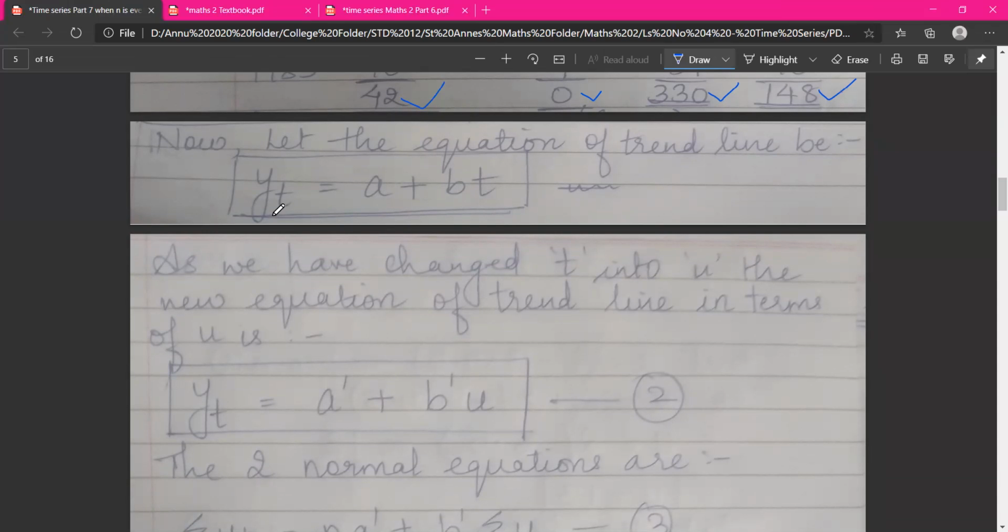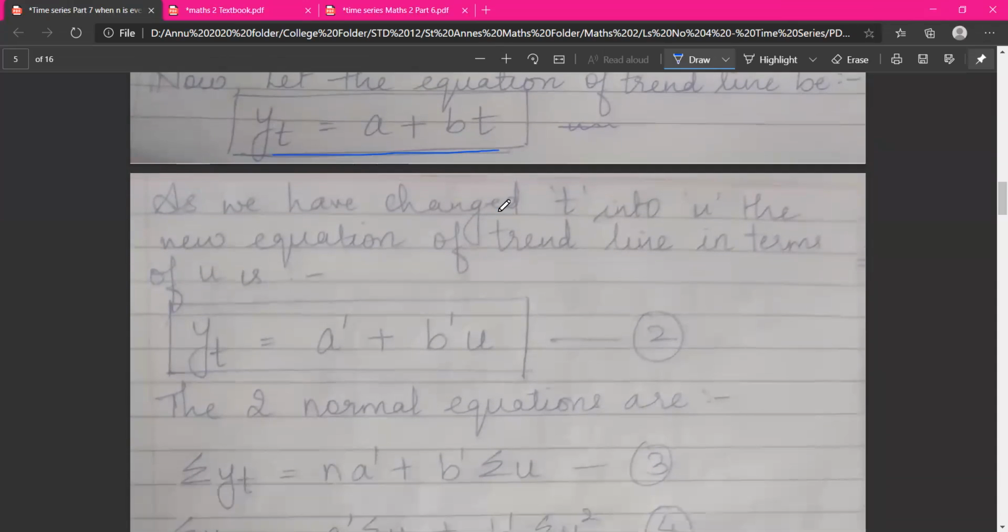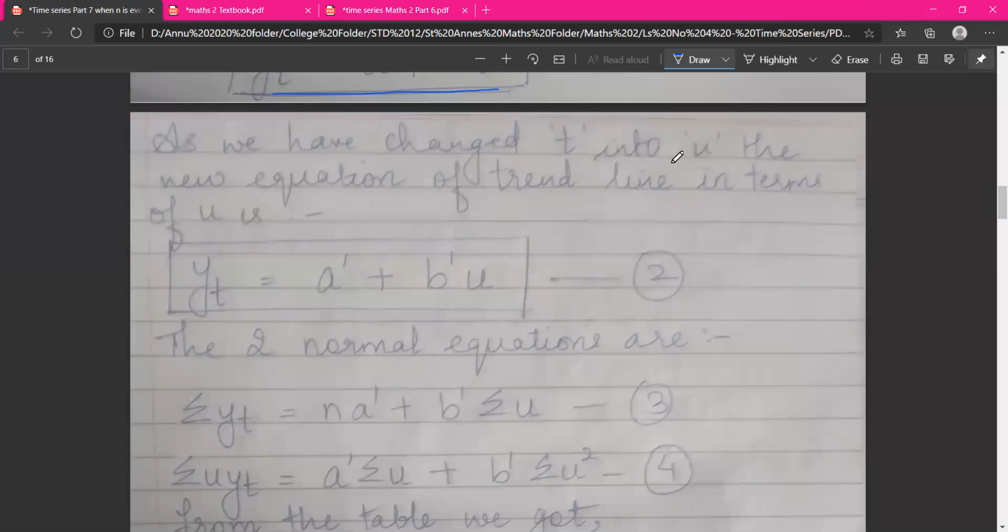know, original equation is yt is equal to a plus b into t. But as we have changed the value of t into u, so the new trend line equation in terms of u becomes yt is equal to a dash plus b dash into u. So you will name this as equation number 2.